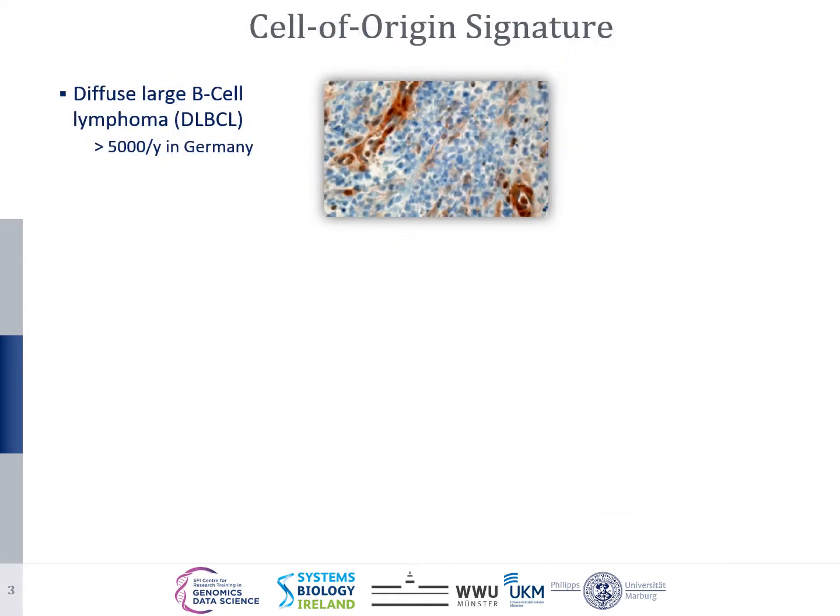You see the same cells again. They are from diffuse large B-cell lymphoma. Alone in Germany, there are about 5,000 new cases each year, unfortunately, and if untreated, this disease ends deadly.